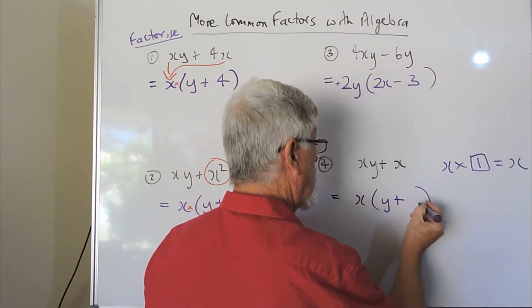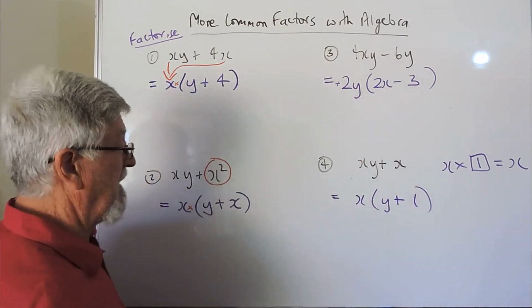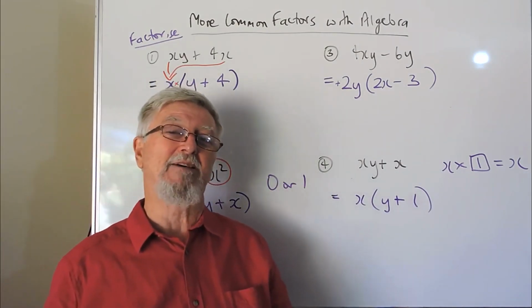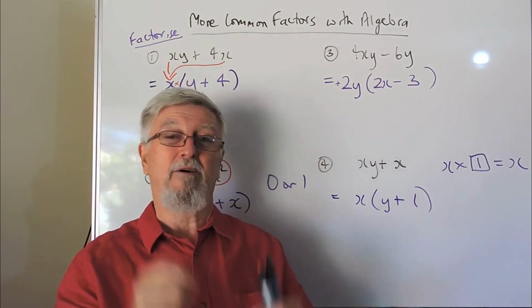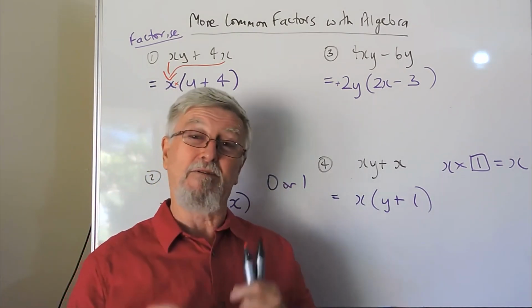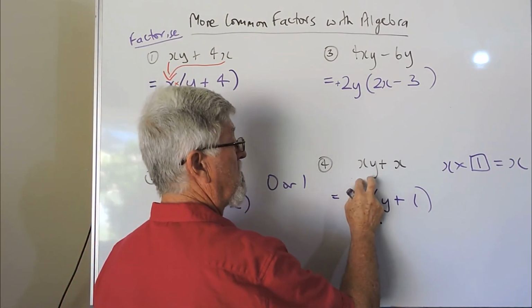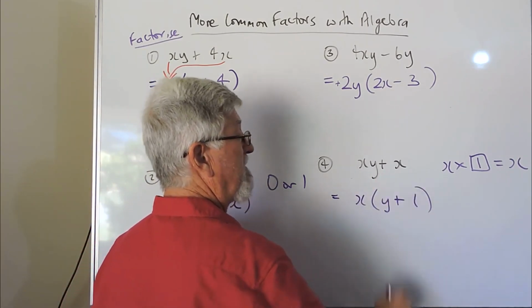One of the things I do talk about in maths, it's amazing how often things are 0 or 1. So when people get stuck in class, sometimes I'll say to them, is it a 1 or is it a 0? And it's incredible, even at high level maths, how often that's the case. So x times y is xy, x times 1 is x.